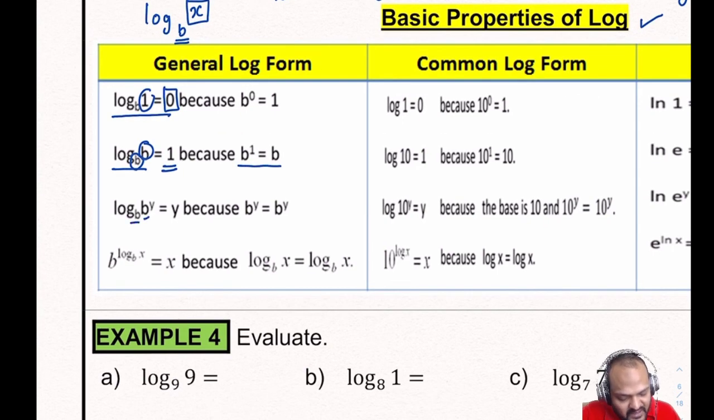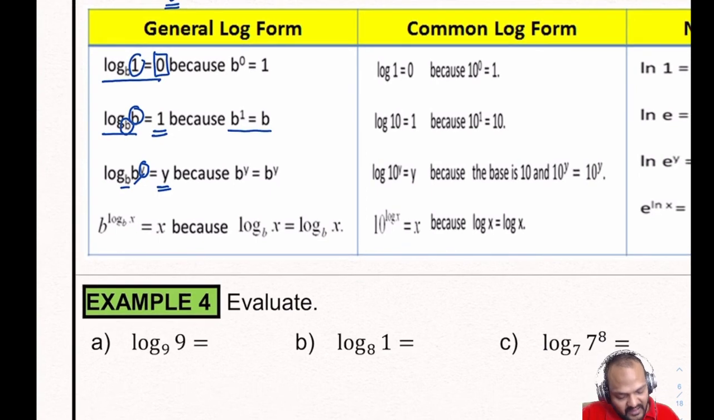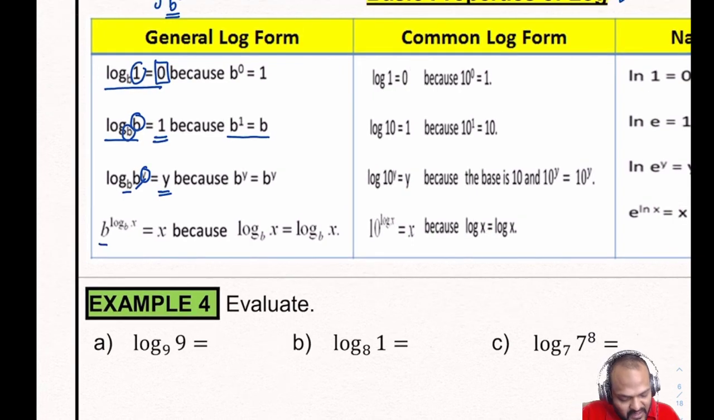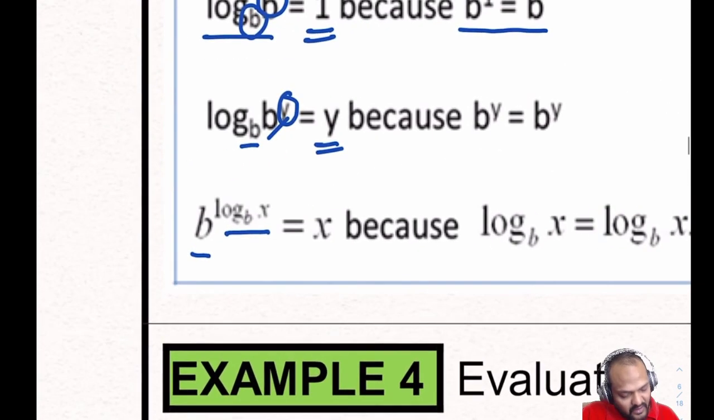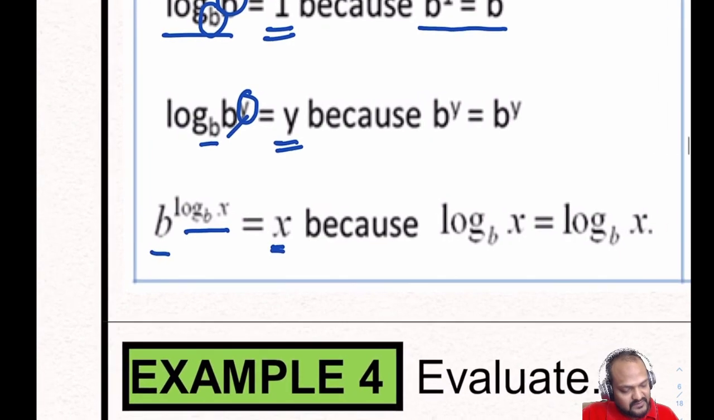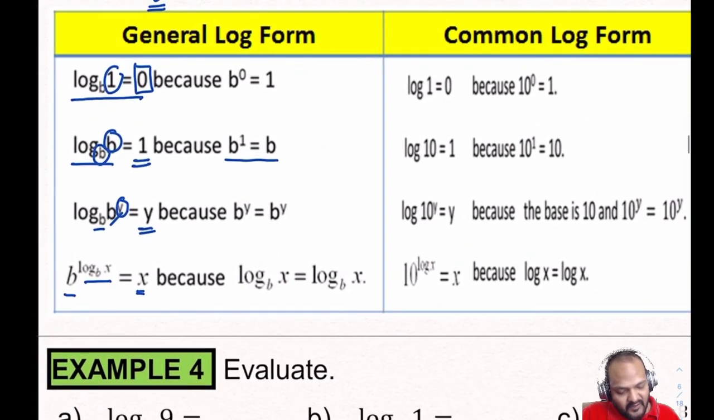Log base b of b to the y, right? Again, what is the power of b that's going to give me b to the y? It's always going to be y. So therefore that's what we have. And as I said, exponential and logarithmic functions are inverses of each other. So therefore b to the log base b of x is always going to be x. See, so these are some basic properties for any base b, as long as b is positive.